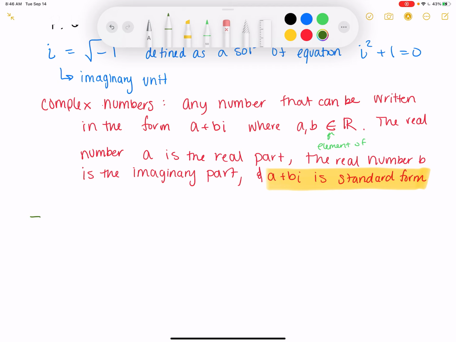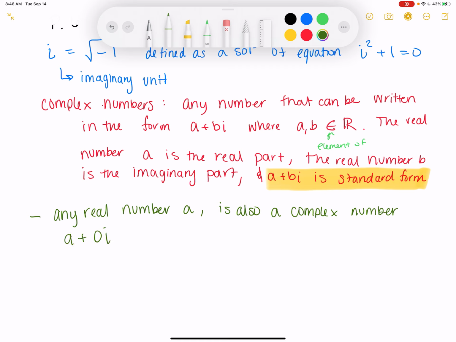All right. Any real number a is also a complex number: a plus 0i. Therefore, remember that's what the little triangle made out of dots means. All real numbers are also complex numbers. So the three dots means therefore.